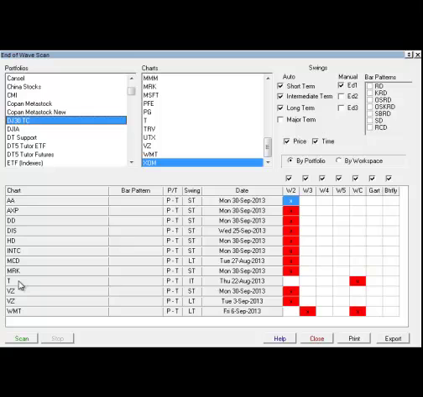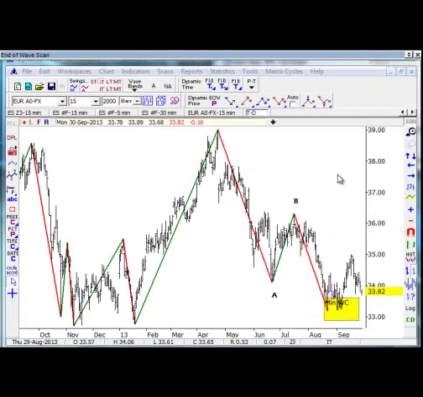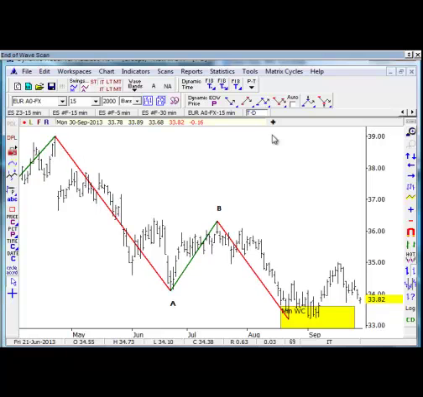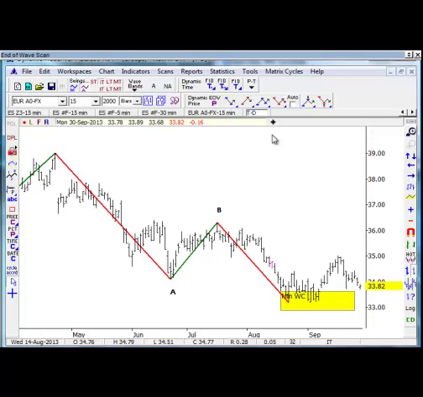We can just click on that stock, and it's going to bring the chart up. So I clicked on the daily chart of T, and frankly I'm not even sure what symbol T represents, but let me move the chart around a little bit here. And why did it come up as a potential wave C?